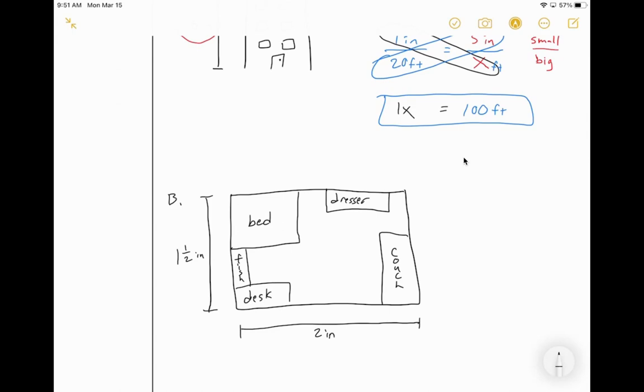So our scale is, for every half inch, it's equal to 4 feet. Every half inch is equal to 4 feet. All right, can you tell me how long and how wide your room actually is?